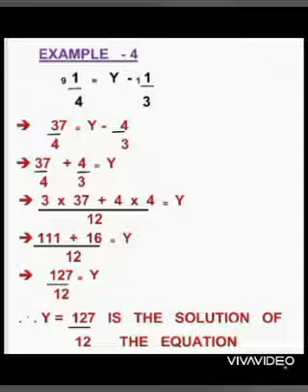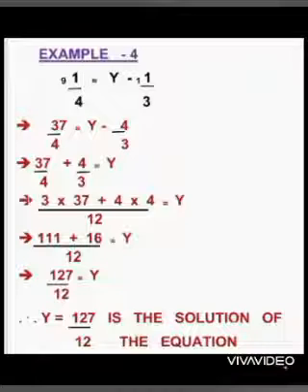Now let us move to the last example. 9 1 by 4, which is equal to y minus 1 1 by 3. So first let us change the mixed numbers into improper fractions. So 9 1 by 4 you can write as 4 9s are 36, 36 plus 1 is 37 by 4, which is equal to y minus, again 1 1 by 3 is a mixed number. Let us change into improper fraction. 3 into 1 is 3 plus 1 is 4 by 3. So 37 by 4, which is equal to y minus 4 by 3.